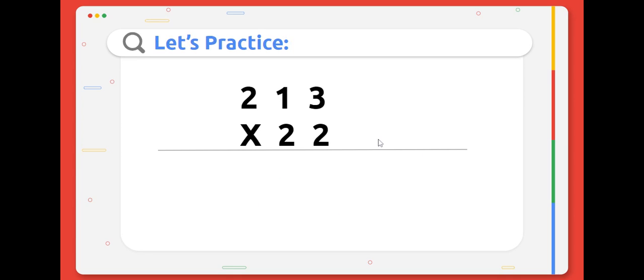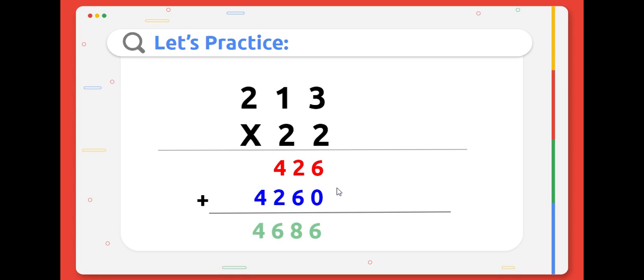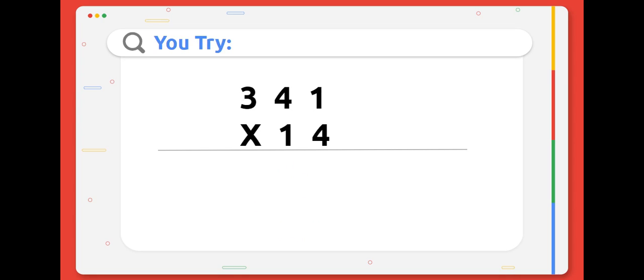Okay, let's practice another one. So remember, we're starting in the ones. So 2 times 3 is 6. 2 times 1 is 2. 2 times 2 is 4. Great job. Now, done with the ones place, we're moving into the tens place. Remember to put your placeholder. So put that 0. And then I said 2 times 3 is 6. 2 times 1 is 2. 2 times 2 is 4. And then after I got those two answers, ones, tens, I'm going to add these and I'm going to get 4,686. Great job.